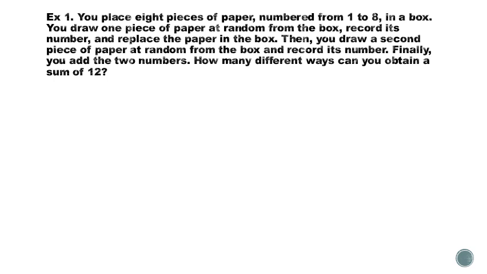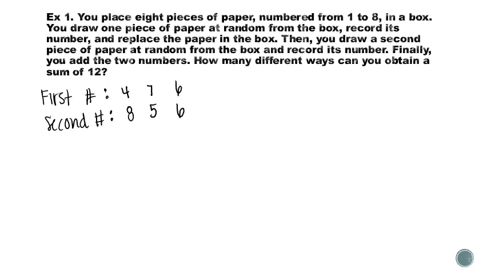So first thing that we're going to do is we're going to list the first number and the second number. Okay, so how many ways are there to obtain 12? So we could have 4 and 8. We could have 7 and 5. We could have 6 and then we could also have another 6 because remember we're replacing it. But then we could also have 5 and 7 and 8 and 4. So in total there are 5 ways.